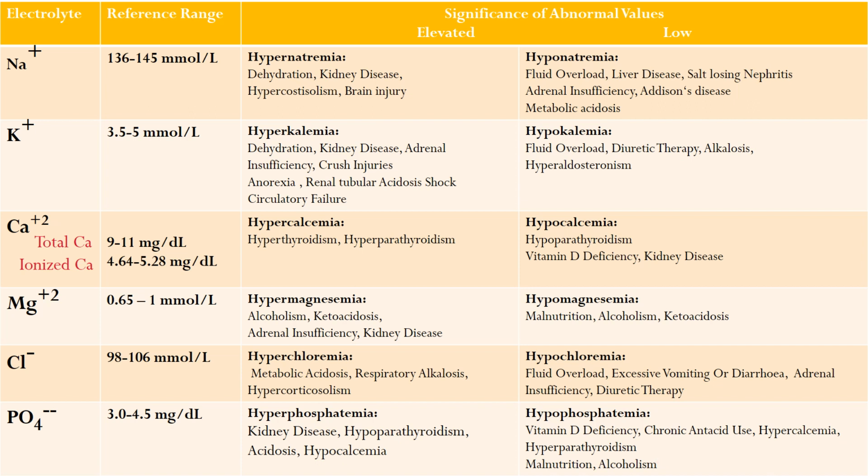So these were the significance of abnormal values, and this is why we need to measure the sodium, potassium, or serum electrolytes in various conditions. And that is why it's important for you to know all the reference ranges, the causes of elevated and low ions, and the method by which it is estimated.